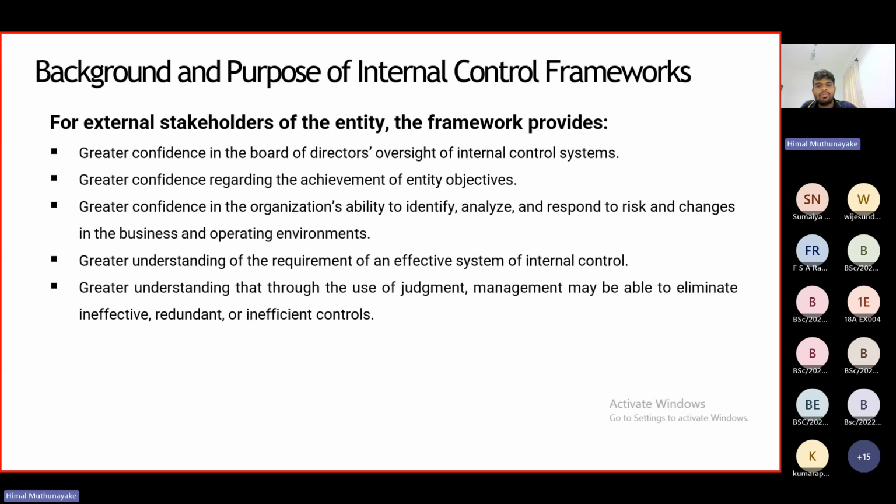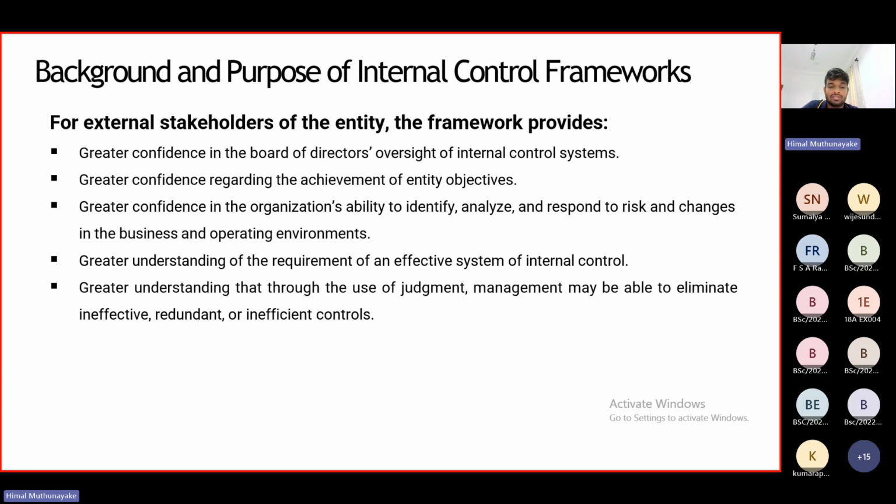Great confidence in the organization's ability to identify, analyze, and respond to the risks and changes in the business and operating environment. How are we going to identify the risk? Because I told you, if you are not identifying the risk correctly, that is the biggest risk you are having. Great understanding of the requirements of an effective system of control.